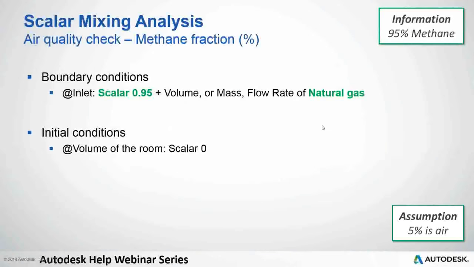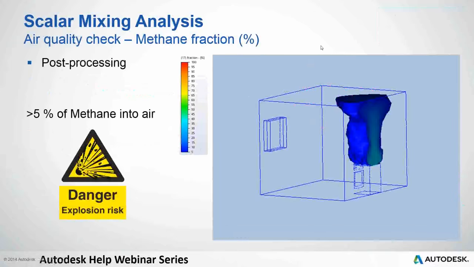Now I'm going to talk about some tricks of post-processing the scalar mixing analysis. For example, as a first one, I know from some documentation that if the volume of air contains more than 5% of methane, there is a danger of explosion. So I created an isovolume and set the minimum value to 5%, so I can see how much volume of more than 5% of methane is occupying the room.